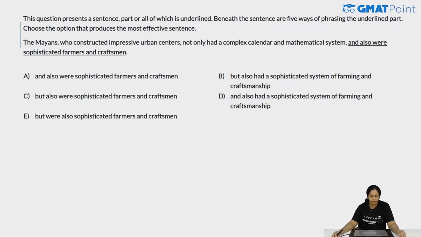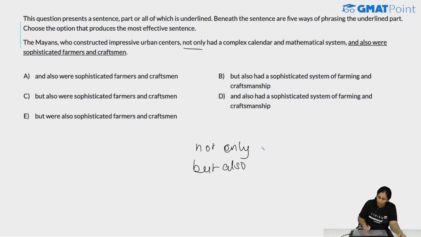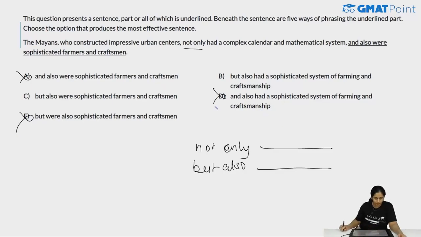The Mayans who constructed impressive urban centers not only had a complex calendar and mathematical system, and the underlying part is given, and also were sophisticated farmers and craftsmen. Firstly, whenever not only is given, that should always be followed with but also. And the second thing is that whatever is the format for this particular part, the same format has to be followed over here. So, firstly, using the fact that it should be but also, we can remove this, this, and this as such. Again, if it is not were they only, then you would say but were also. But if it's only not only, then the format but were also can also be eliminated. It has to be the exact same parallel structure.